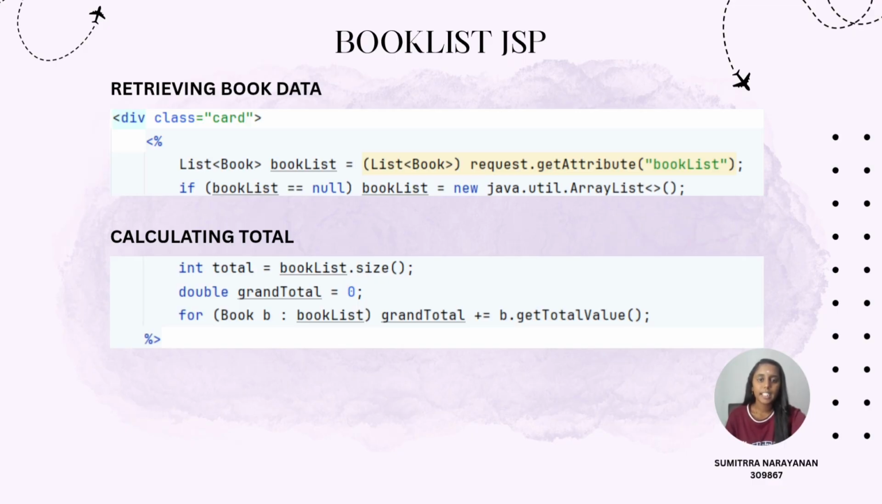The second one is calculating total. This section performs calculation for the book collection. bookList.size() is used to calculate the total number of books stored in the system. Then, a for each loop is used to calculate the grand total inventory value by adding the total value of every book together. This allows the system to automatically generate summary information dynamically.